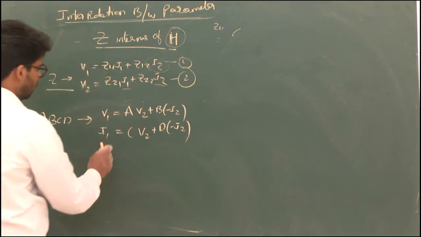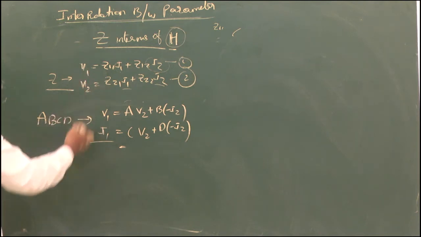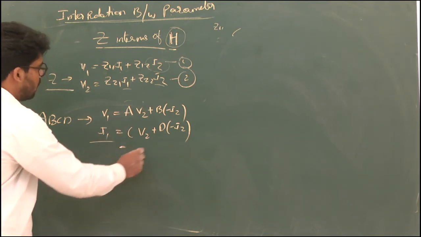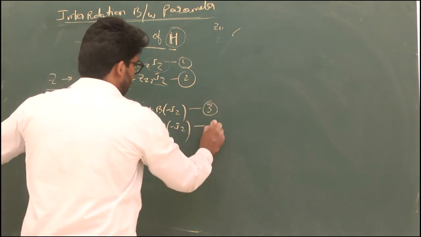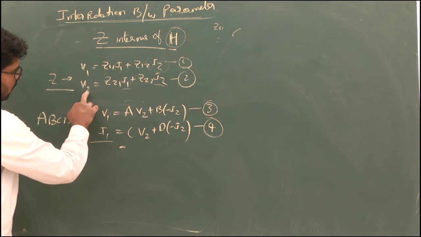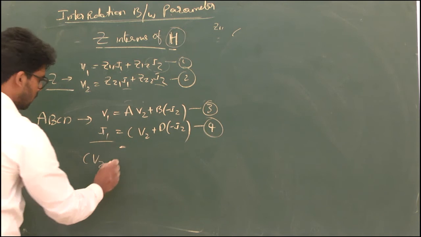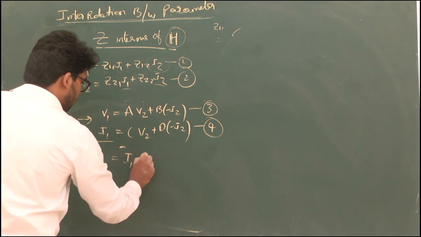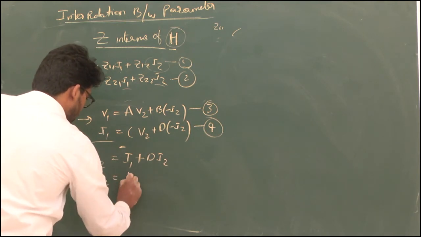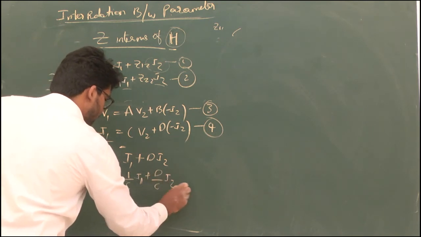Now, we need equations in V1, V2 form. So observe carefully here, there is a chance of getting V1, V2 form. This is equation 3, this is equation 4. So from 4 we have the provision of V2, I1, I2. So from 4 we get C V2 equal to I1 plus D I2. Therefore V2 can be written as 1 by C I1 plus D by C I2.